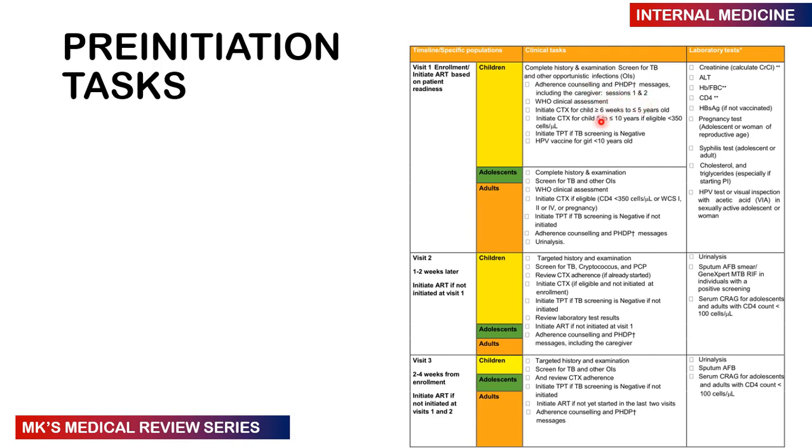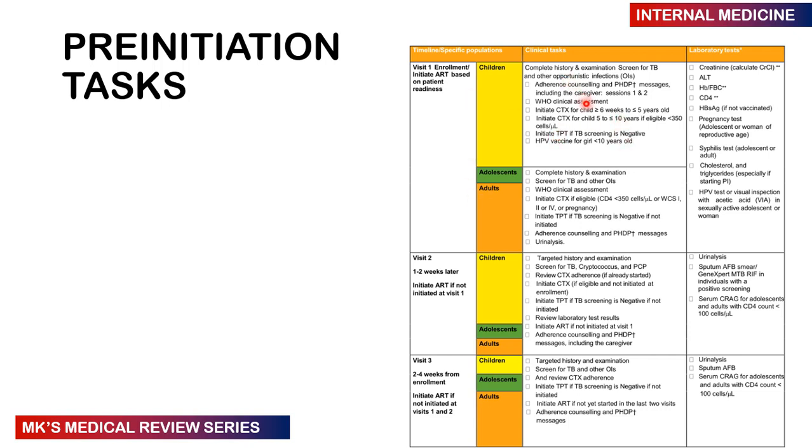If they are greater than 5 years to 10 years, they are only eligible if their CD4 count is less than 350 cells per microliter. Then, of course, initiate them on prophylaxis against TB if they do not have TB. That's not rifampicin, but isoniazid prophylaxis. Then, of course, the HPV vaccine for girls that are less than 10 years.